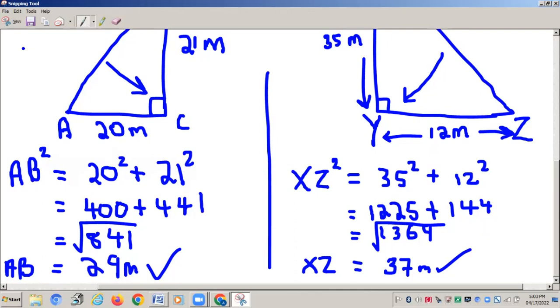Anybody writing? Yes, sir. All right. So what we're going to look at next, you see? Sir? Yes? I'm having a challenge with the square root on my calculator. I'm not sure how to use it. Can you just take a photo of it and send it to me personally on WhatsApp? Let me look at it.